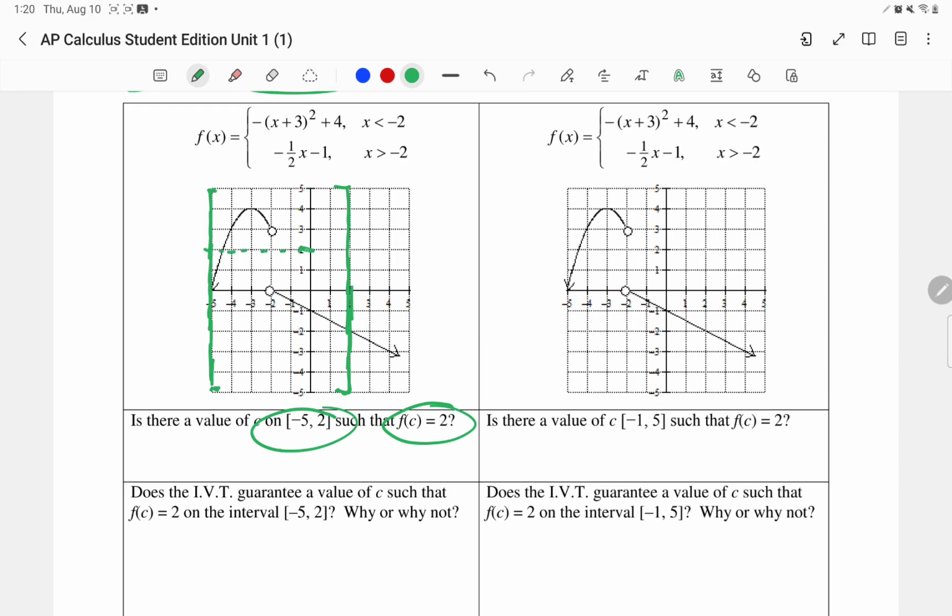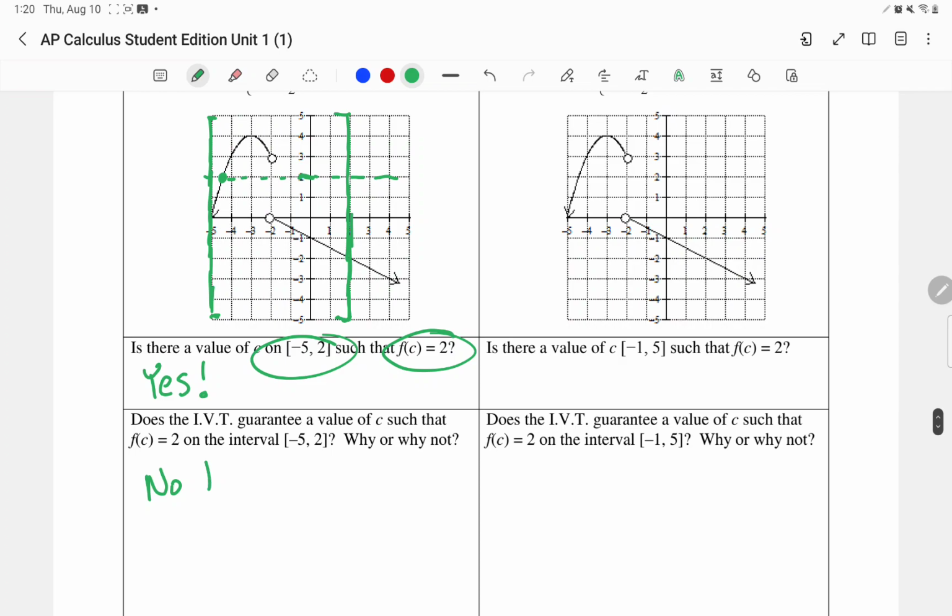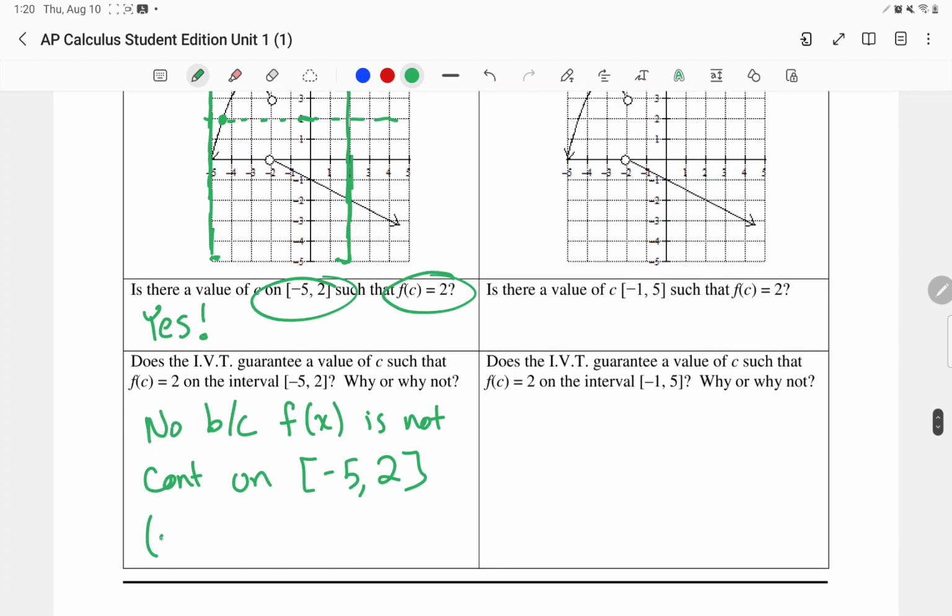If I look here, there actually is. Right here, we pass through 2. I'm going to say yes. Now, does IVT guarantee that that had to have happened? And the answer here is no. Why not? No, because f of x is not continuous on the interval from -5 to 2. We got this jump here. We could say, f of x is not continuous, specifically, not continuous at x equals -2.